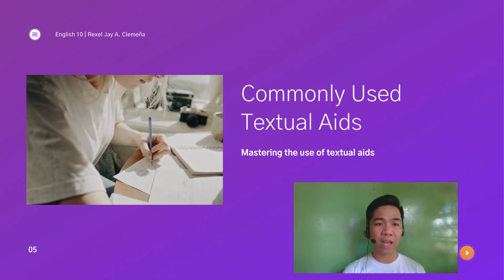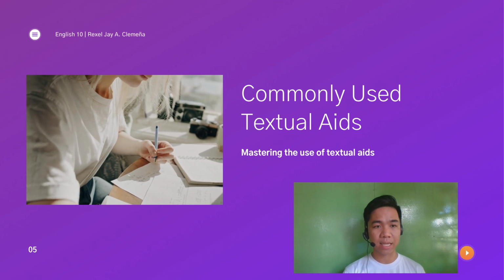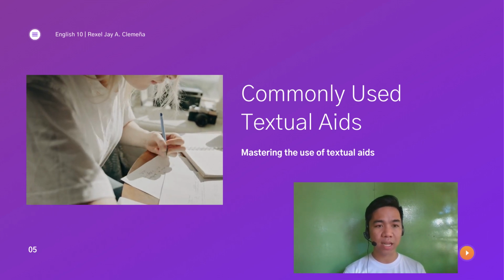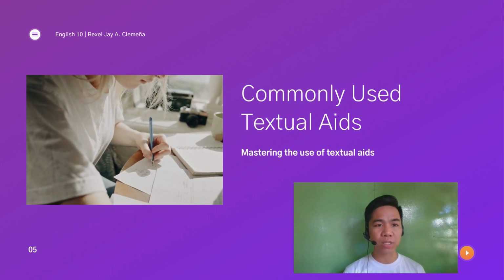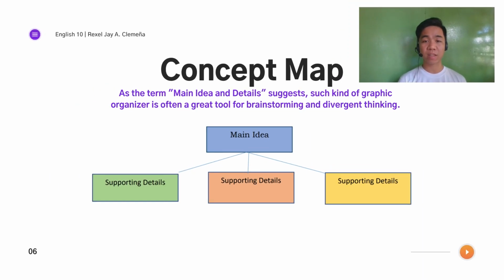Let's proceed to the 5 commonly used textual aids. This morning, we are going to discuss 5 commonly used textual aids. Let's start with the concept map.